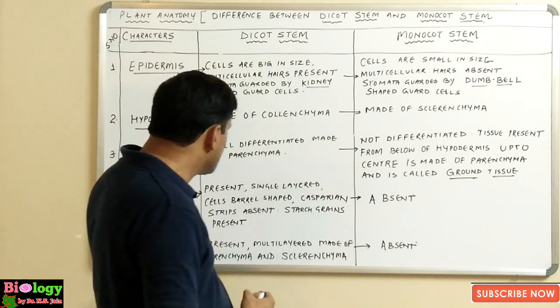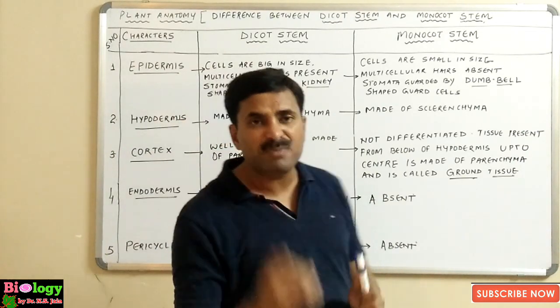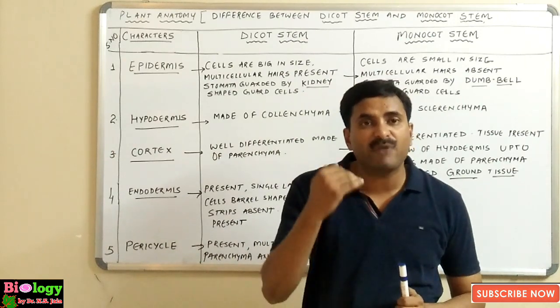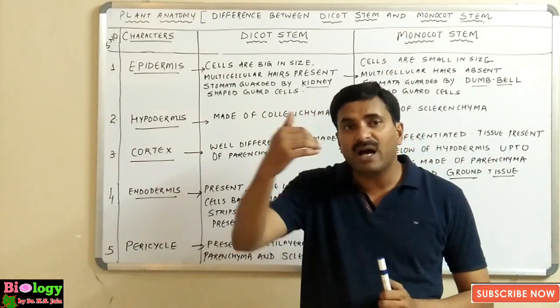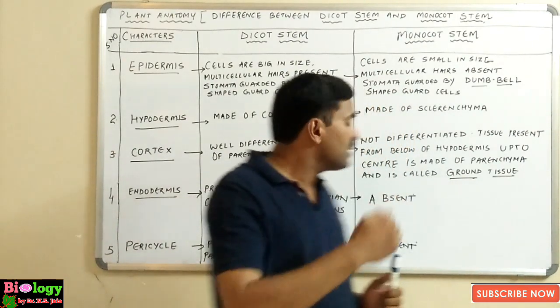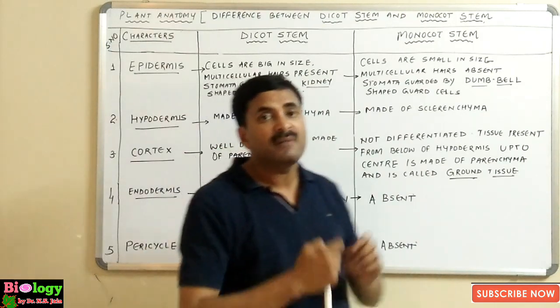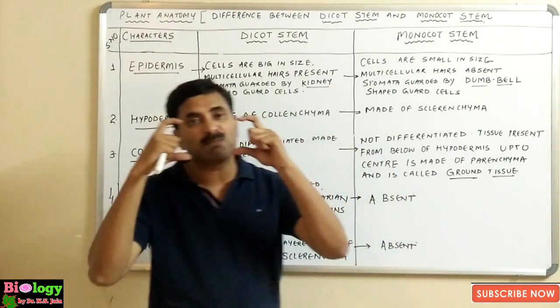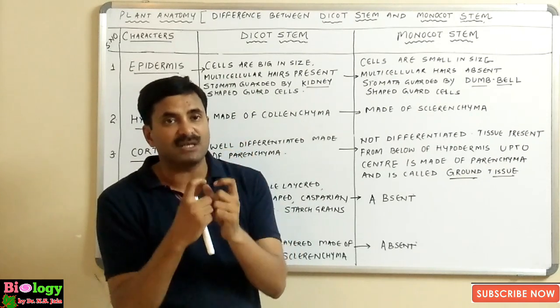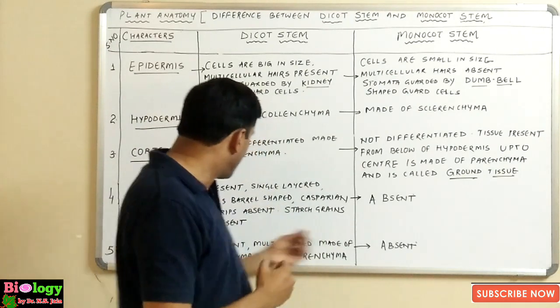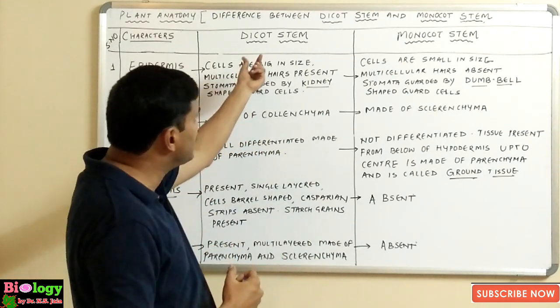Now next comes the pericycle. Pericycle is basically present in between the vascular bundles and the endodermis, and we can say that the pericycle is the boundary layer of the stele. It is the boundary layer of the stele, and it is present in the dicot stem.